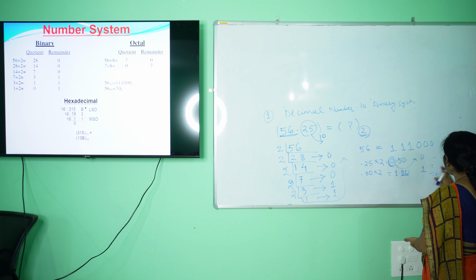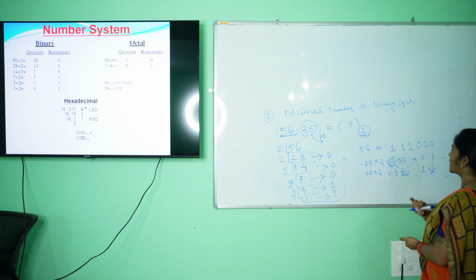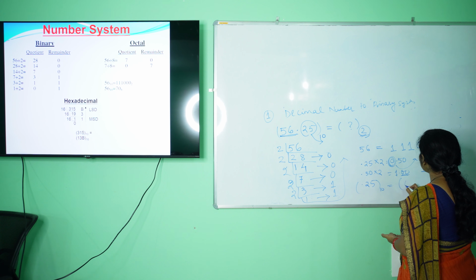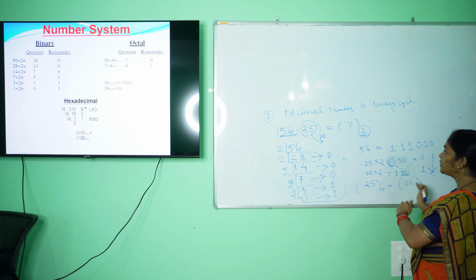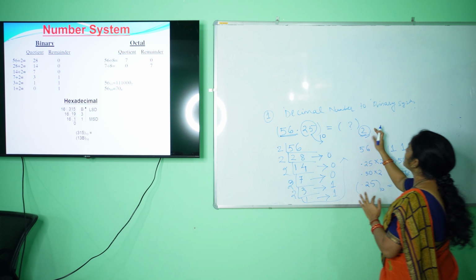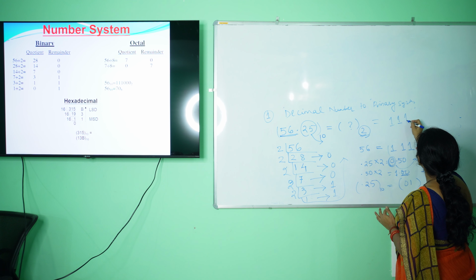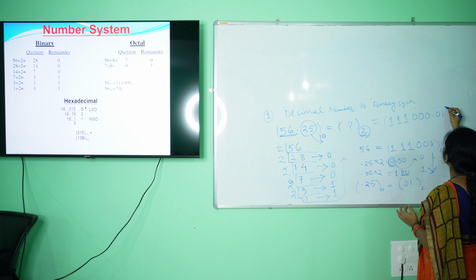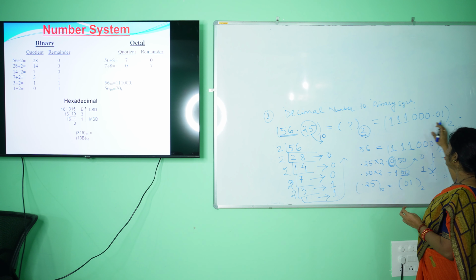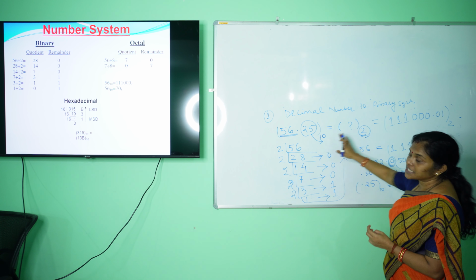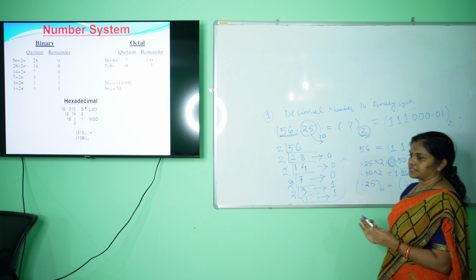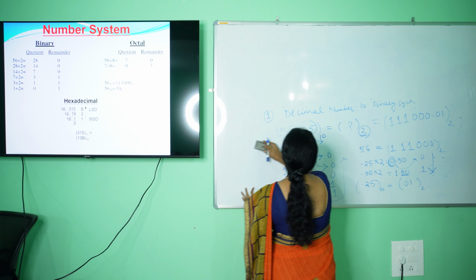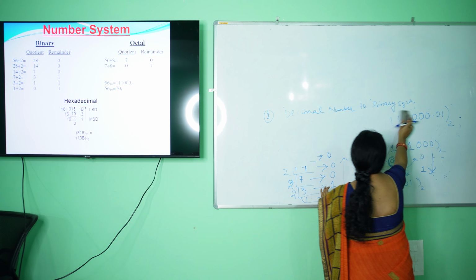Now the answer you will be writing for the decimal part is from top to bottom. That means for 0.25, the decimal answer is 0.01. Now you add these two results, then your answer will be 111000.01. Now every number is represented as 1 and 0. This tells you that your decimal has been converted to the binary number system. In this manner you can take any example and solve decimal to binary conversion.